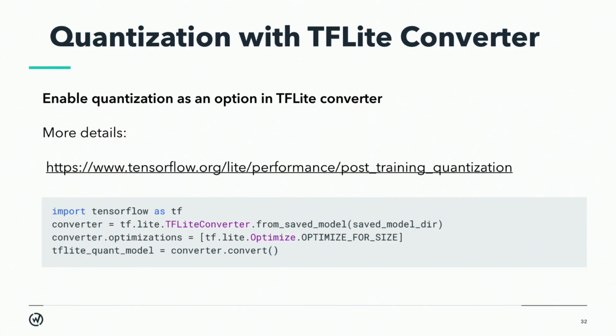So how do we perform this quantization with the TensorFlow Lite converter? This is another little Python snippet I included here. Basically, you need to call converter.convert and make sure that you enable quantization as an optimization parameter there. So really nothing super difficult here. And you can read more about it in the post-training quantization link I included here.